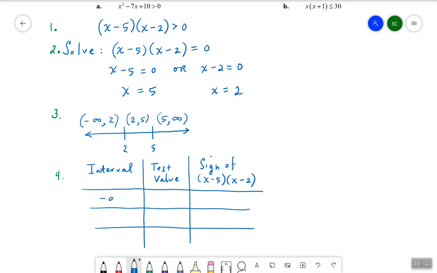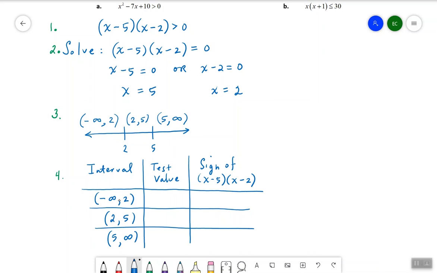And then there are 3 intervals that we need to check. The first interval is negative infinity to 2. The next interval is 2 to 5. And the next interval is 5 to infinity. And so what we're saying is we don't know what the sign is, positive or negative, on this first interval from negative infinity to 2. But it's always the same sign on this interval. So we don't need to check lots of different numbers. We only need to check one of them.